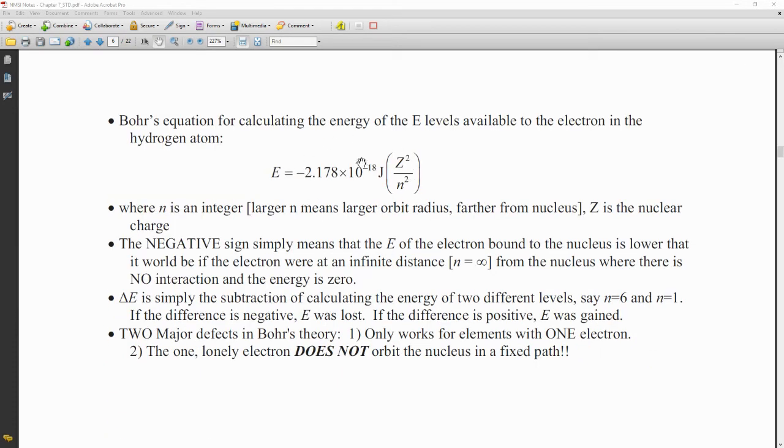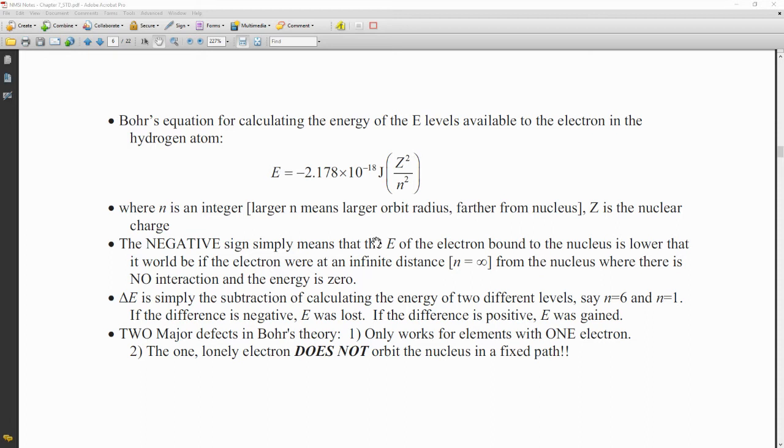There is another equation here. You don't need to know how to use this, but I will point out a couple things that this equation summarizes. First of all, it says that n is an integer, okay? And so n is really that distance from the nucleus. So a larger n means a larger orbit radius. It's farther from the nucleus. Z is the nuclear charge of that particular atom.